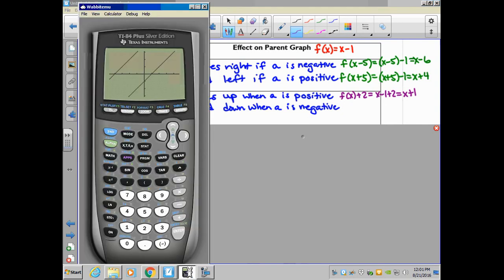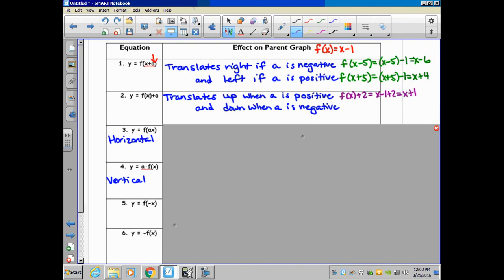All right, so let's see how that translates it. Original function is x minus 1, and now I want x plus 1. Original function, and look what happens. It takes it up 2 units. So every point on the original function, you can translate up 2 units on the graph. So that's what's happening there. Okay, so if we want to go down when a is negative, we could say f of x minus 2 is x minus 1 minus 2, which is x minus 3.